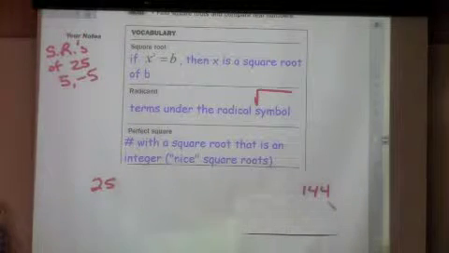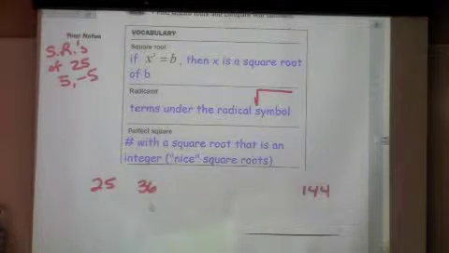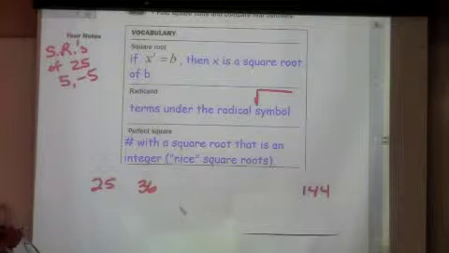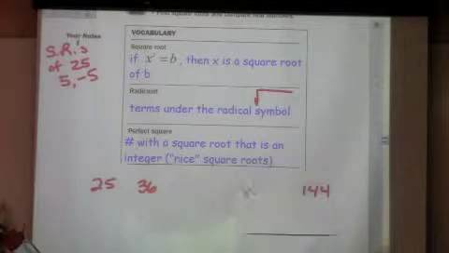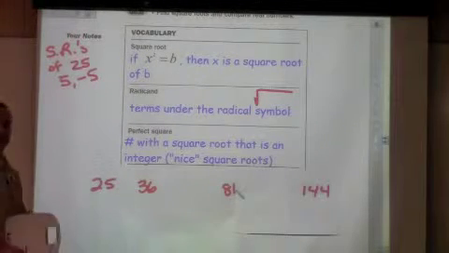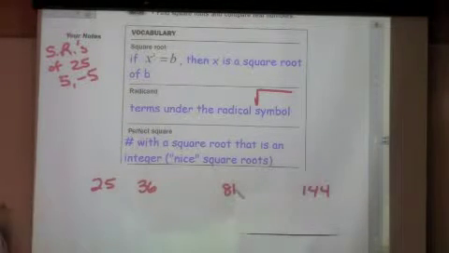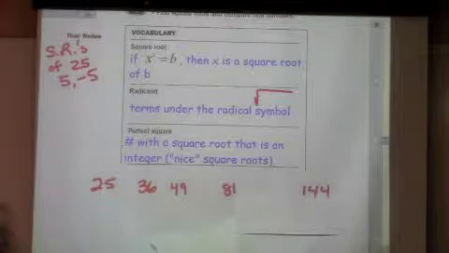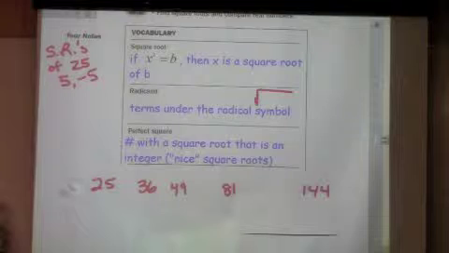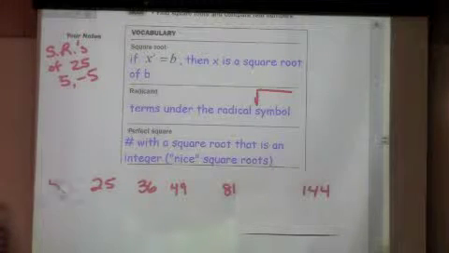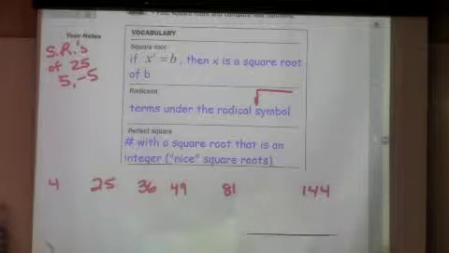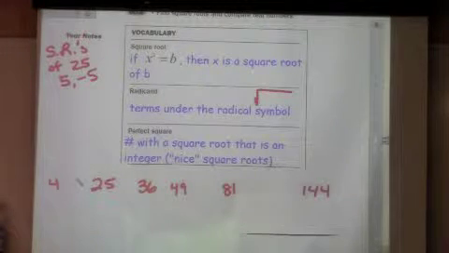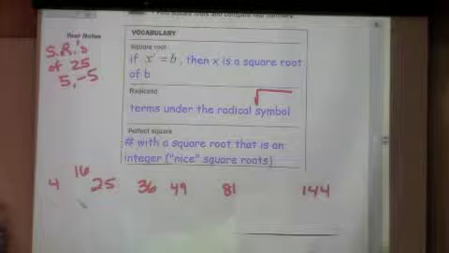Taishana. 36 is a perfect square because the square root is 6. Riley. 81, because the square root's nice. It's 9. What are some others? Stuart. 49. Square root is 7. It's nice. 4. Square root is 2. Fish. 16. What's the square root of 16? 4. There's a couple other nice ones.